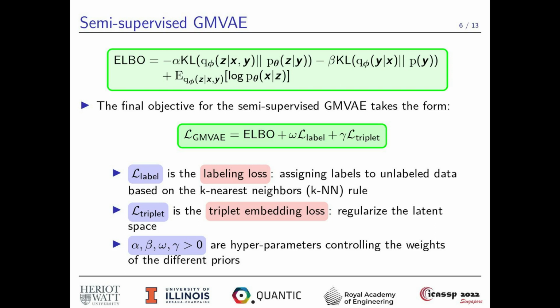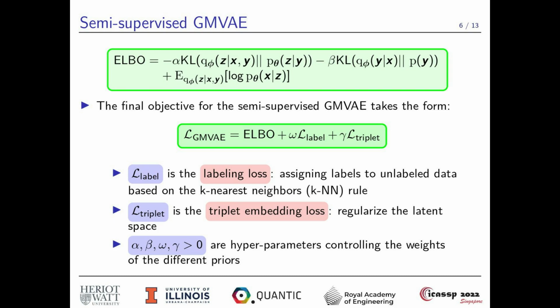Until now, the GMVAE is trained in an unsupervised fashion. To increase the classification accuracy, prior knowledge about labeled data can be incorporated into the model in the form of auxiliary loss functions. We start by assigning labels to unlabeled data based on the k nearest neighbors, KNN, rule. Given the fact that data points belonging to the same class typically share similar features in the latent space, each unlabeled pulse is classified by the majority label of its KNN in the latent space.